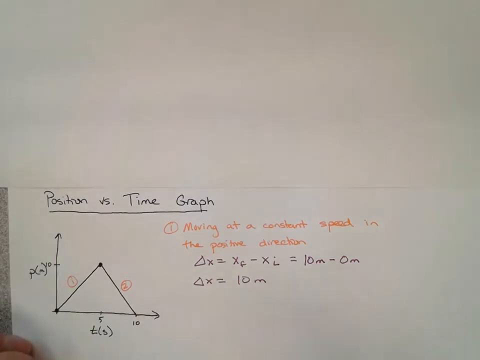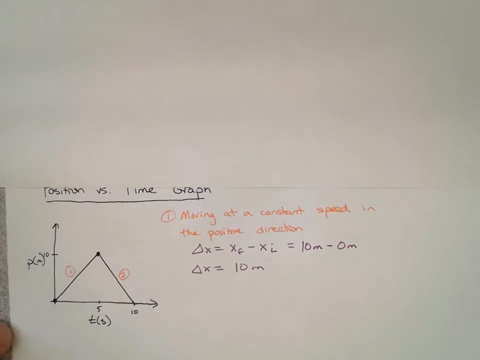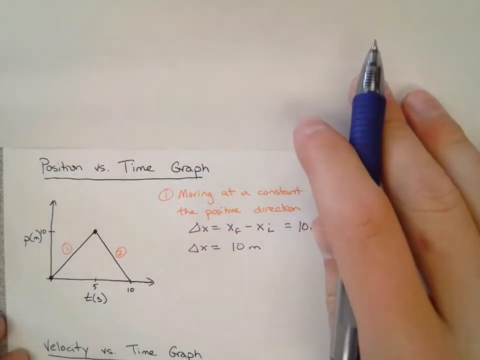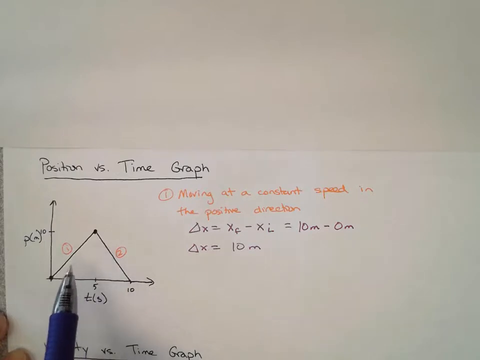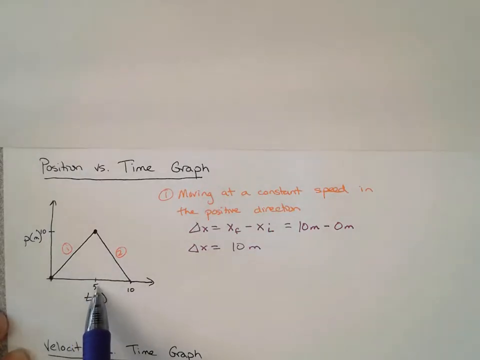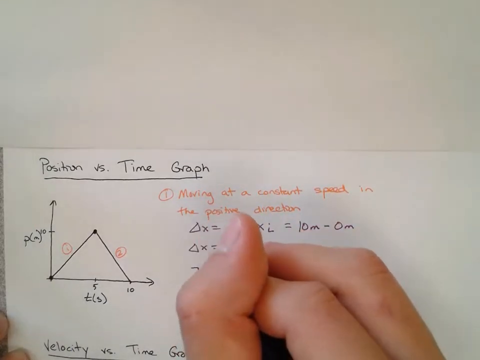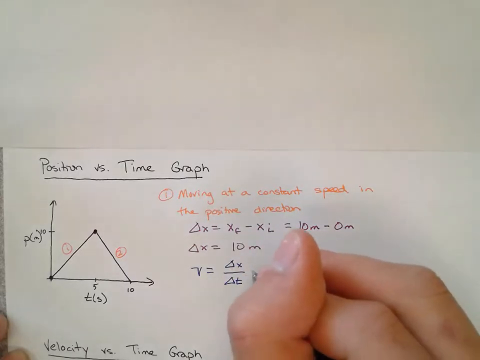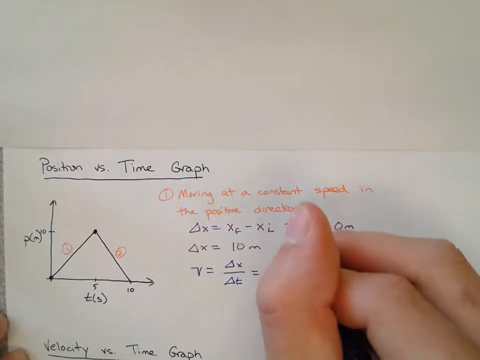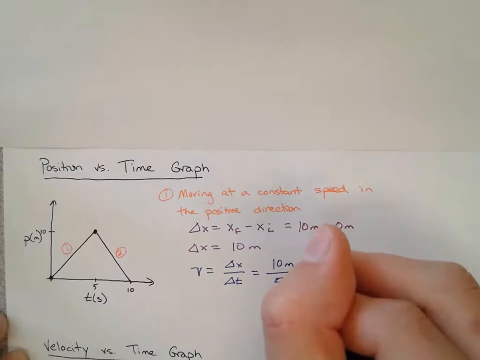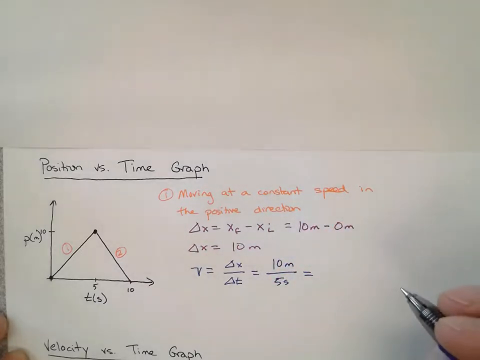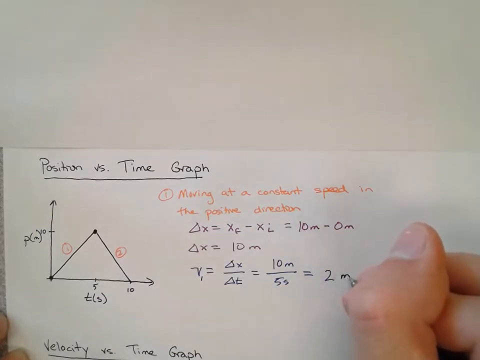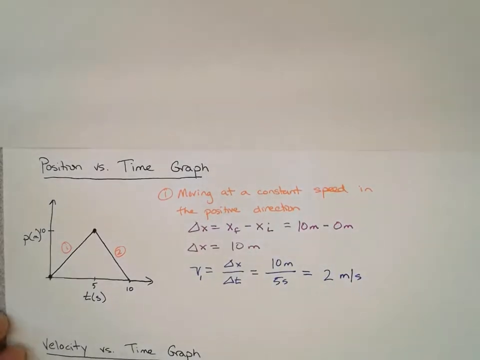Now, if I wanted to calculate the velocity for that first section of motion, I could totally do that as well. So remember, velocity is equal to our change in position divided by our change in time. So looking at this first section, my change in time would be 0 to 5. So I'll come down here. Velocity is equal to change in position divided by change in time. I'll plug my numbers in. My change in position was 10 meters. My time, 5 seconds. So I get that my velocity for section 1 should be 2 meters per second. Alright.